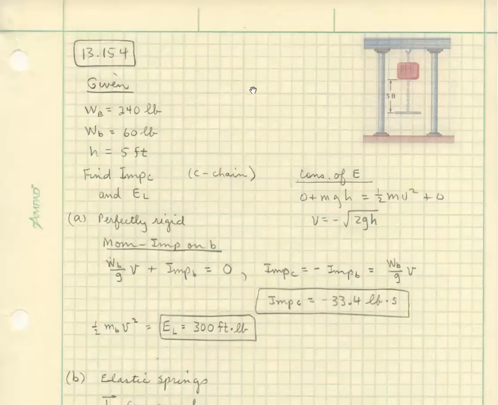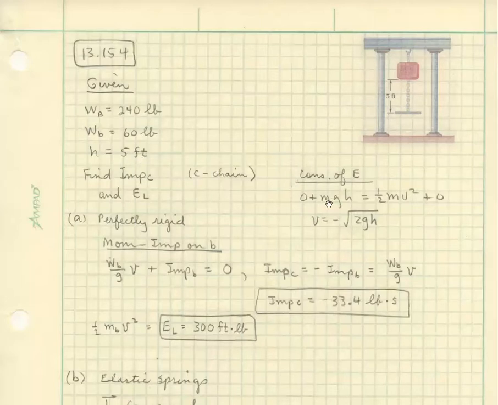In 13.154, we have a block that's going to be dropped down around this chain to hit this bar, and the bar is connected to this beam up here. The weight of the beam and the chain and the bar is all 240 pounds. The weight of the block, which I'm calling a little b right there, is 60 pounds, and the height that it's dropped from is 5 feet.